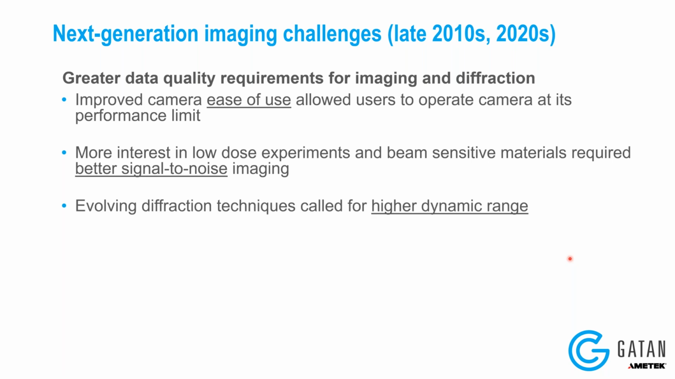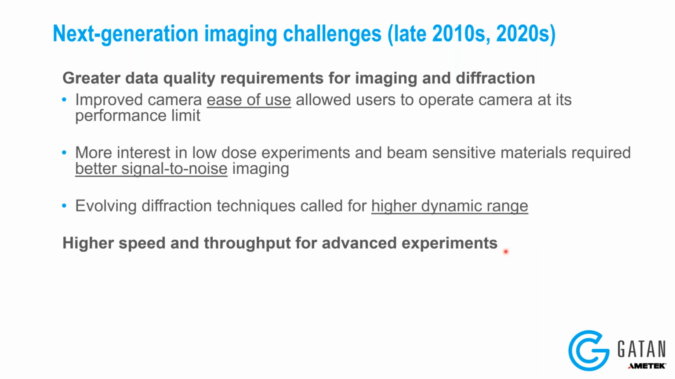And then the third thing that emerged at that time was evolving diffraction techniques that required higher dynamic range. That meant 4D STEM capabilities, but people were also really interested in the biological space in micro-ED for structural determination. So across a wide area of applications, people started focusing more and more on diffraction again. The higher dynamic range on your camera meant that you could better resolve high intensity spots and weak intensity spots and improve the analysis that you get from the camera.